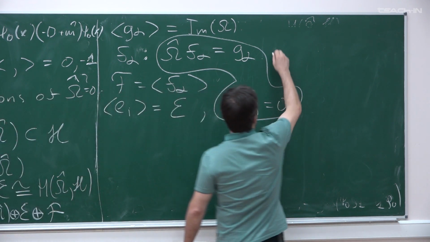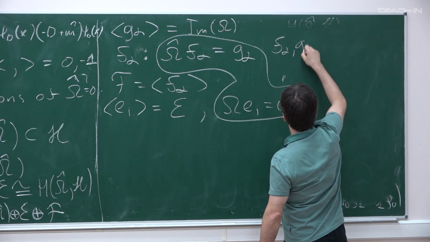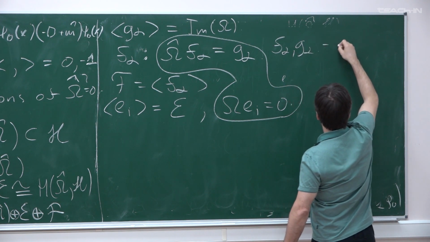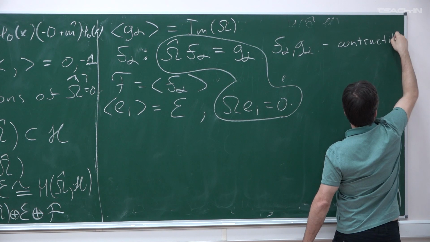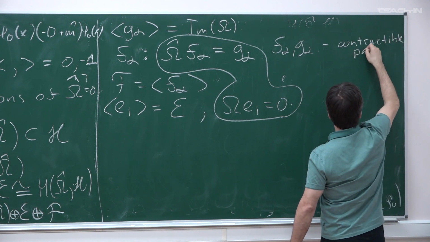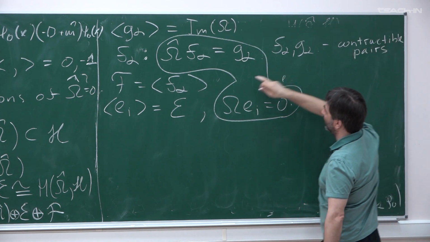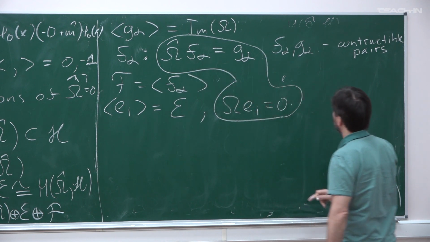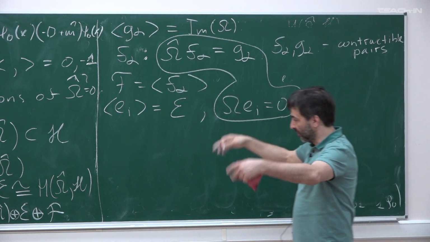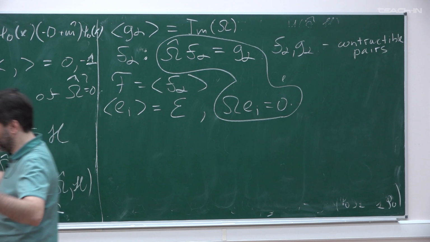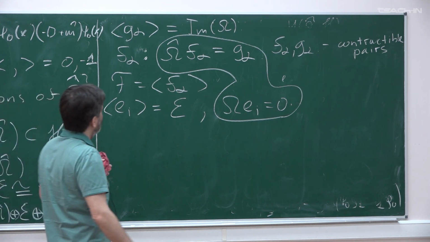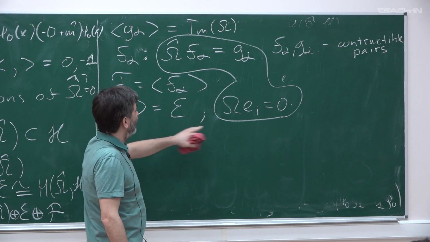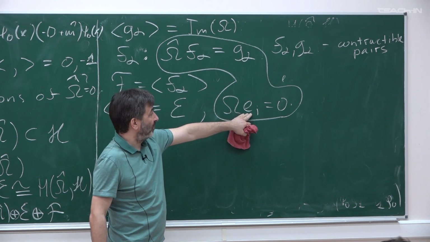Sometimes F_alpha, G_alpha are called contractible pairs because they are related by omega. And in turn, this is related to this contraction in topology historically. It's like different language for the same thing. And this is a basis in cohomology.